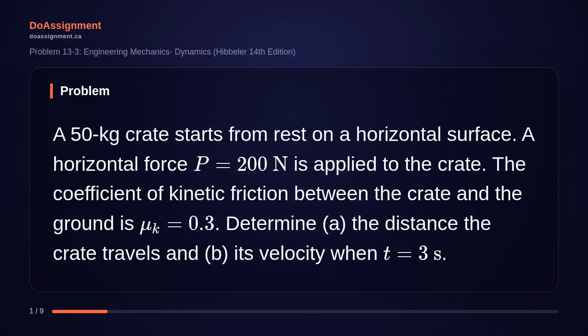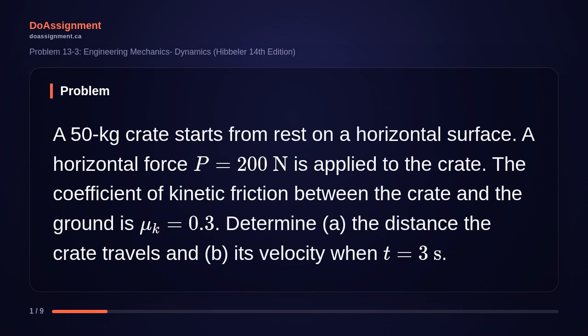A 50-kilogram crate starts from rest on a horizontal surface. A horizontal force P equal to 200 newtons is applied to the crate. The coefficient of kinetic friction between the crate and the ground is mu sub k equal to 0.3. Determine A, the distance the crate travels, and B, its velocity when t equals 3 seconds.